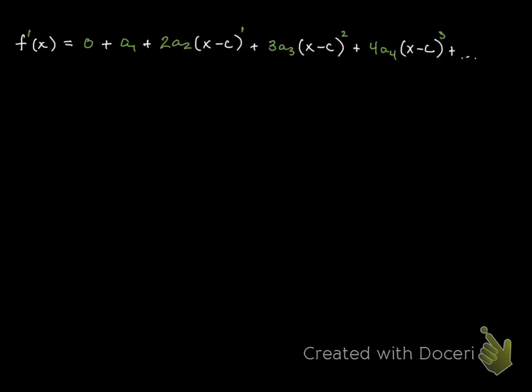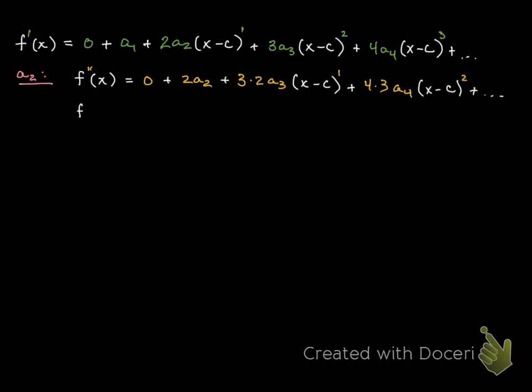Given my derivative, I take a second derivative to find a2. Same kind of idea. And again, the powers are going to decrease by 1, and that same constant, or the same exponent, is going to come down in front. And again, I'm going to evaluate at c.